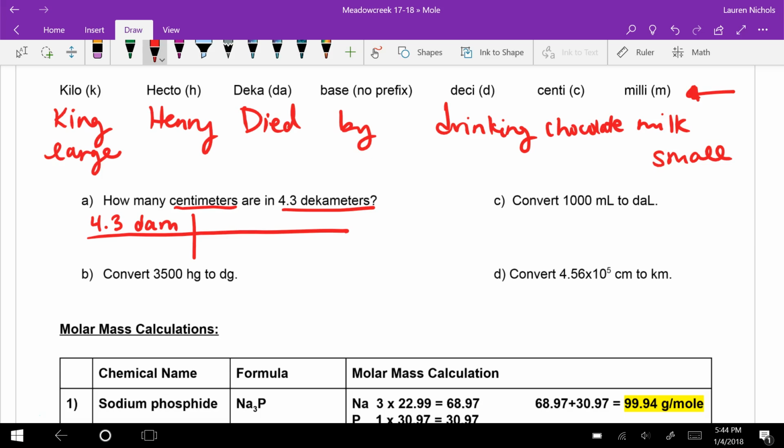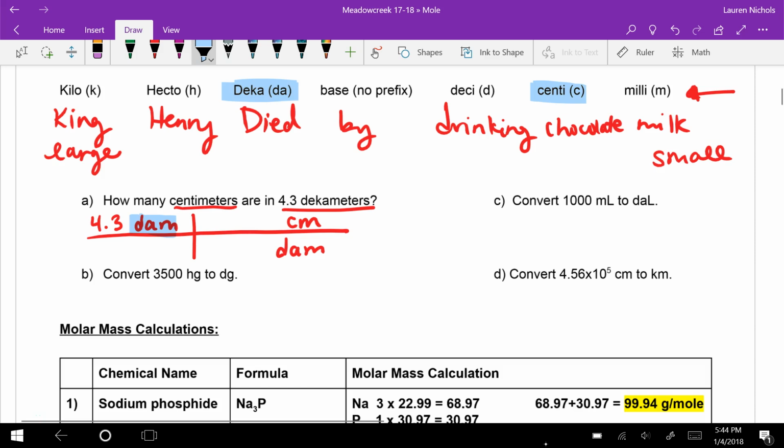It doesn't really matter. I usually leave it blank because chemists are lazy and we don't write ones. Why write unnecessary things? And whatever unit you have in this top section here should also appear in the bottom right corner. So I'm also going to put decameters down here. And I'm going to put the unit I'm looking for or trying to convert to on the top. So I'm trying to convert to centimeters. Now I'm going to highlight decameters and centimeters, where we have and where we're going.